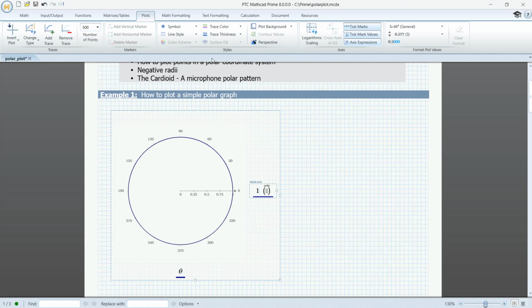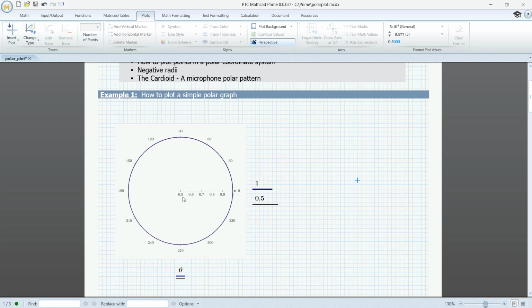Now let's plot the constant function, 0.5. So add a trace, enter 0.5. The radial axis has changed, so let's change it back to start at 0, and we'll have a circle with a radius 0.5.